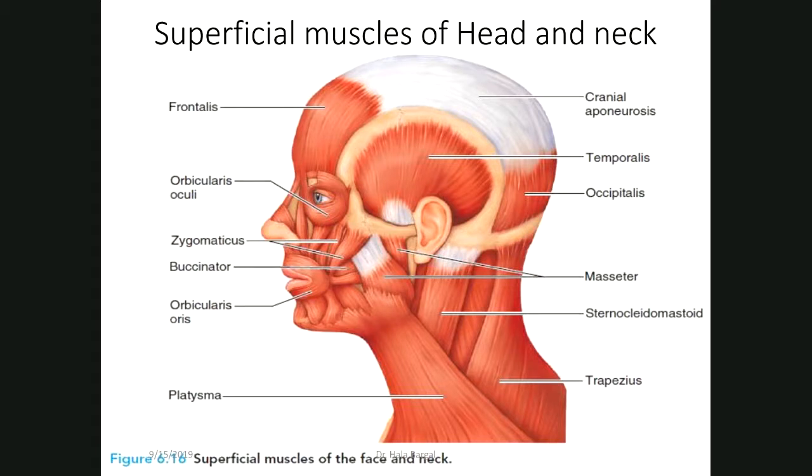These muscles we call the muscles of facial expression, right? They are the most superficial muscles. All these muscles are supplied by the facial nerve, which is the seventh cranial nerve. Okay? There is a disease affecting the facial nerve.